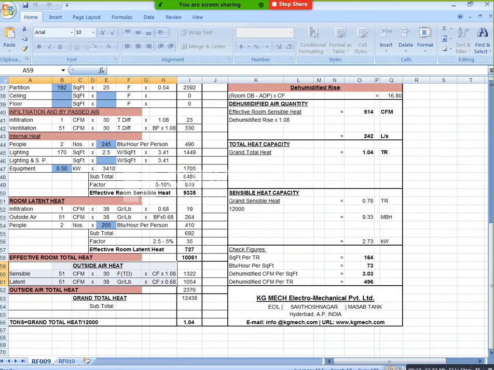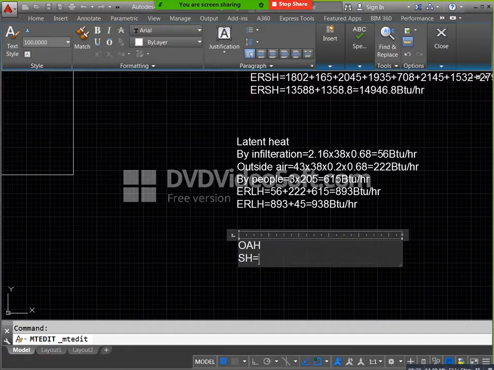Now you can mention CFM ventilation 43 plus 30, temperature difference, outside dry bulb temperature minus inside dry bulb temperature. Contact factor you can mention 0.8. How can you get this? We already know the bypass factor is 0.2. The contact factor formula C is equal to 1 minus bypass factor, so 1 minus 0.2 gives 0.8. Now you can mention 1.08. This is our formula.